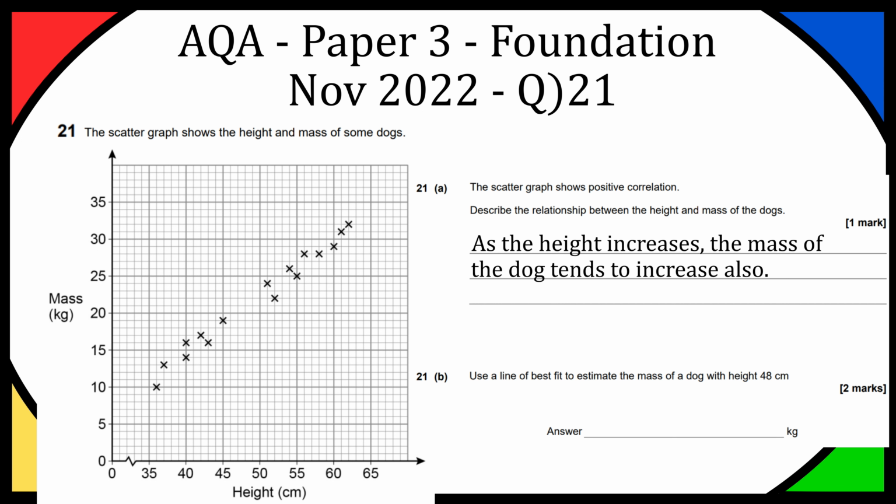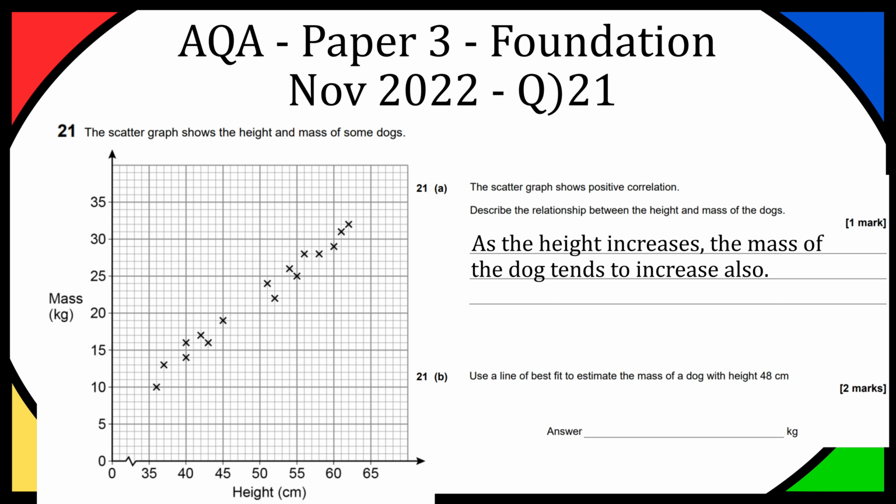Then for question 21b, it says use a line of best fit to estimate the mass of a dog with height 48 centimeters, 2 marks. So let's first put a line of best fit on the graph. A line of best fit is a straight line that best represents the overall trend of the graph. The idea is to draw a line with the minimum amount of space between all the points. That's the mathematical way of saying it, but basically draw a straight line which best fits the trend.